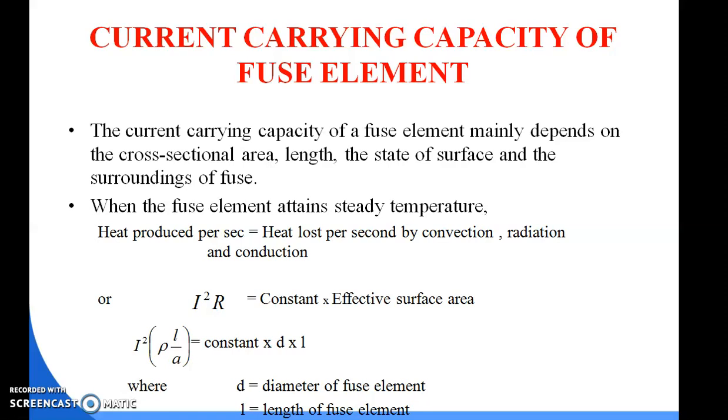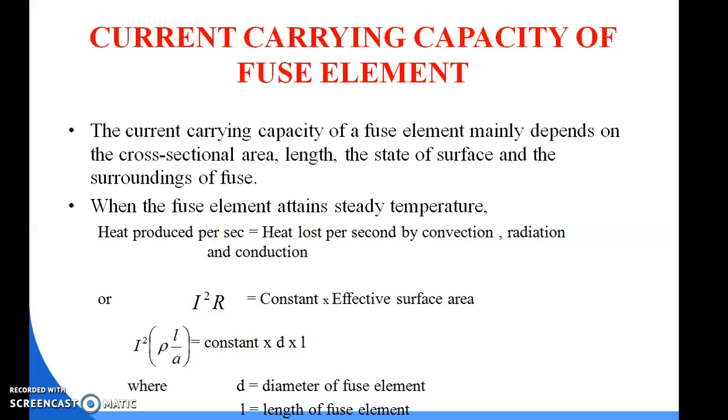So I square R is equal to constant into effective surface area. I square R means rho L by A is equal to constant into D into L. What is this D? D is nothing but the diameter of the fuse element, and L is the length of the fuse element.